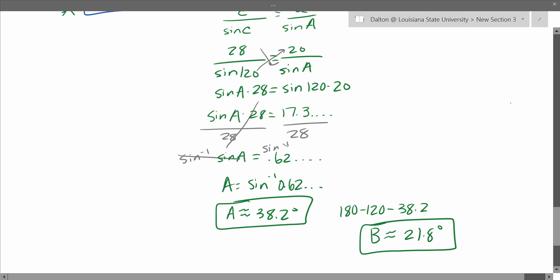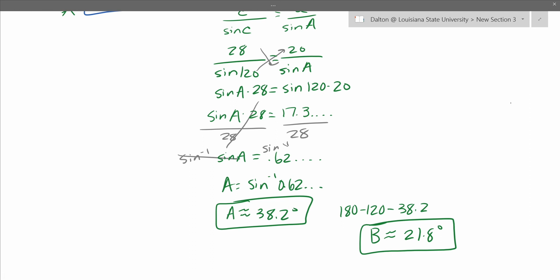So those are a couple of examples outlining how to use the law of cosines to solve triangles when you were given either two sides and an angle or when you're given all three sides.